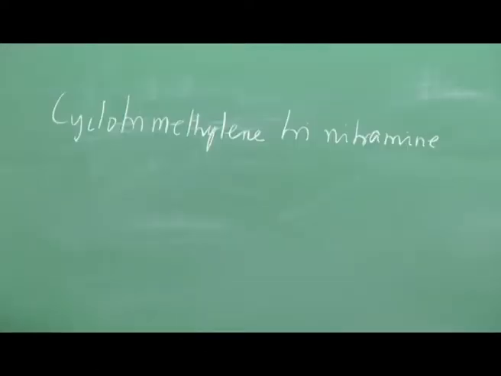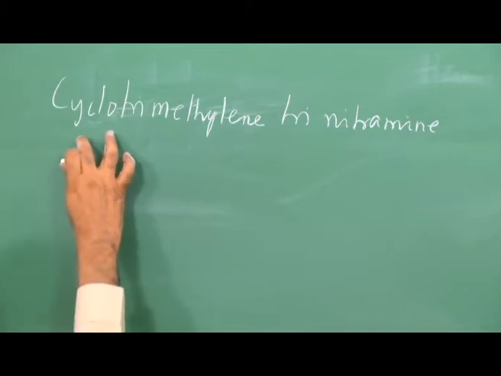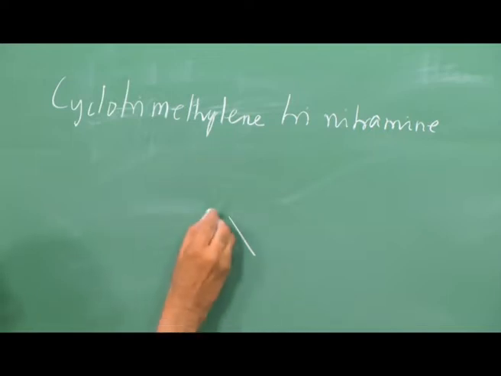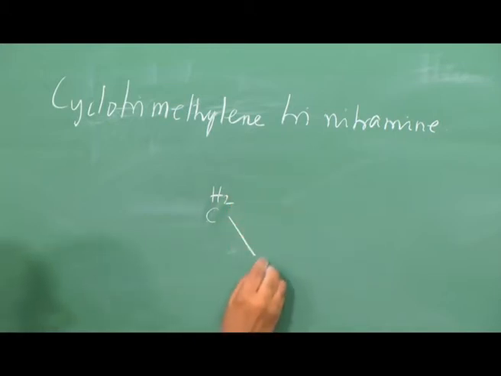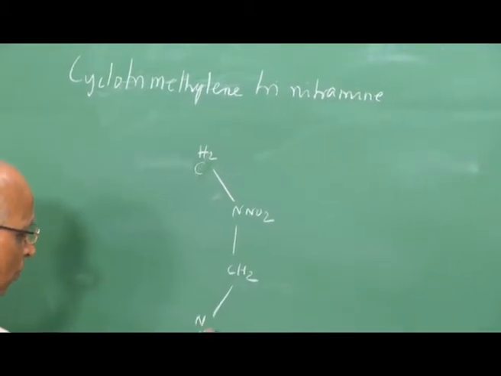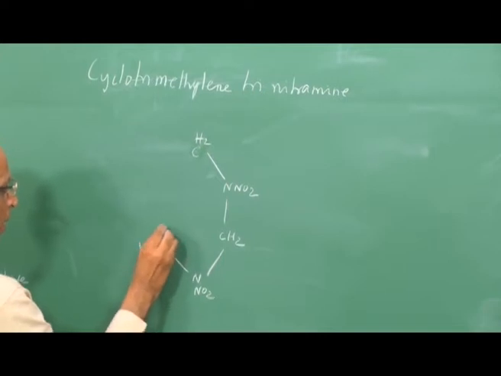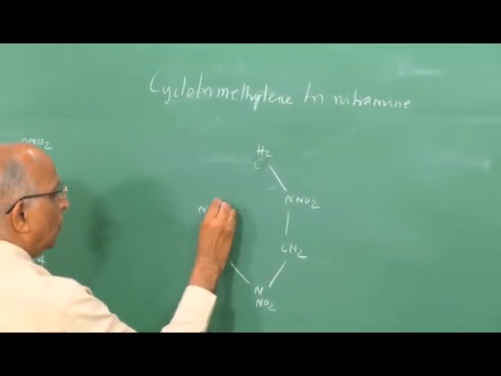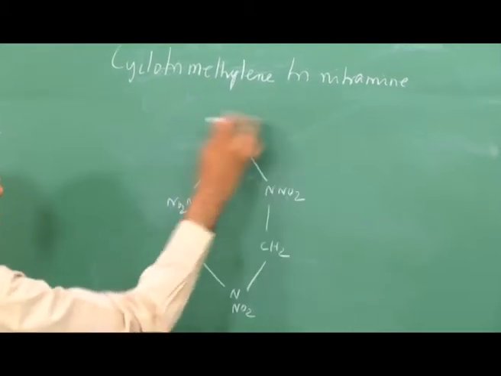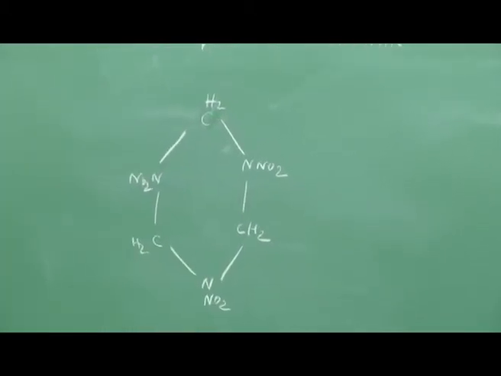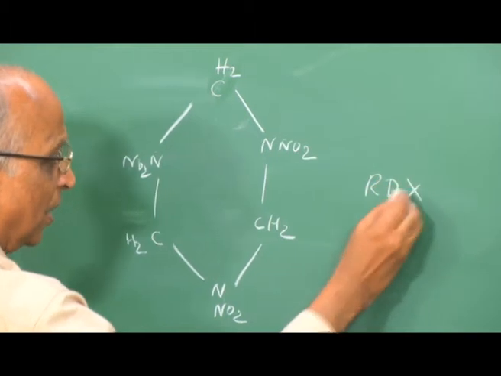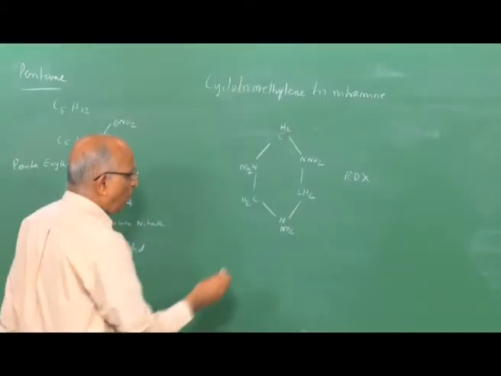That means we are talking of a structure which involves a cyclochain. I'm talking of a chain like this: methylene, CH2, nitramine, NNO2. CH2, NNO2, CH2, NNO2, and therefore this is 1, 2, 3, tri, trinitramine. This is an explosive extensively used in the explosive industry. It's known as RDX, research and development explosive, quite powerful.